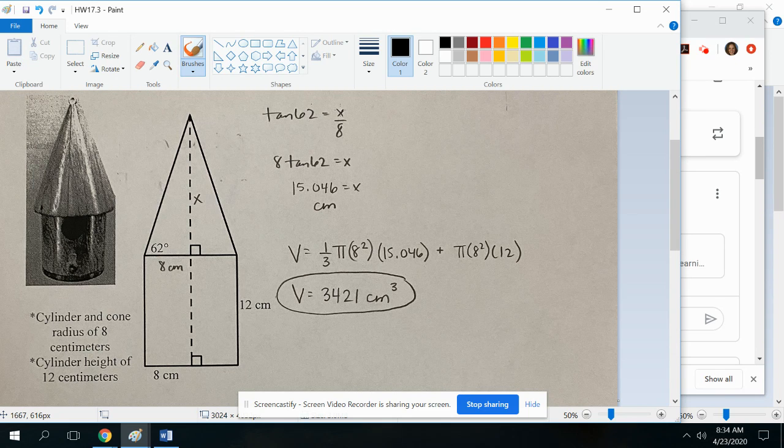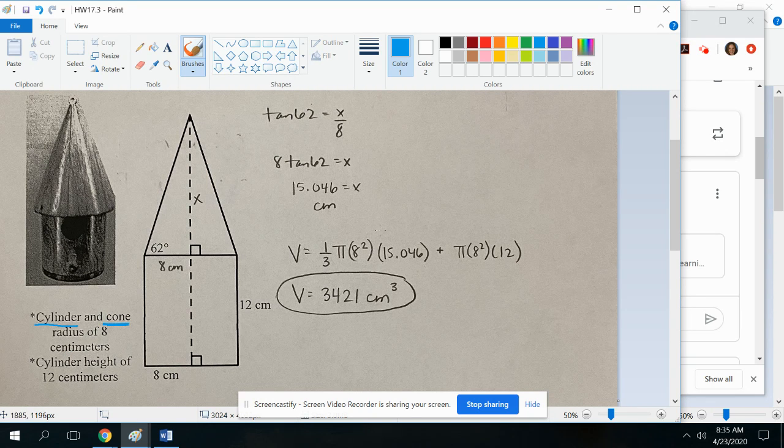So with this problem, they give you a birdhouse. They're trying to show you a little picture of the birdhouse over here, and they give you a two-dimensional cross-section. With that cross-section, you can get all the information you need in order to find the volume of the birdhouse. Some key language they're telling you is that it's a cylinder and a cone. So think of both of those shapes and find formulas for them. They both have a radius of 8, and the cylinder has a height of 12.